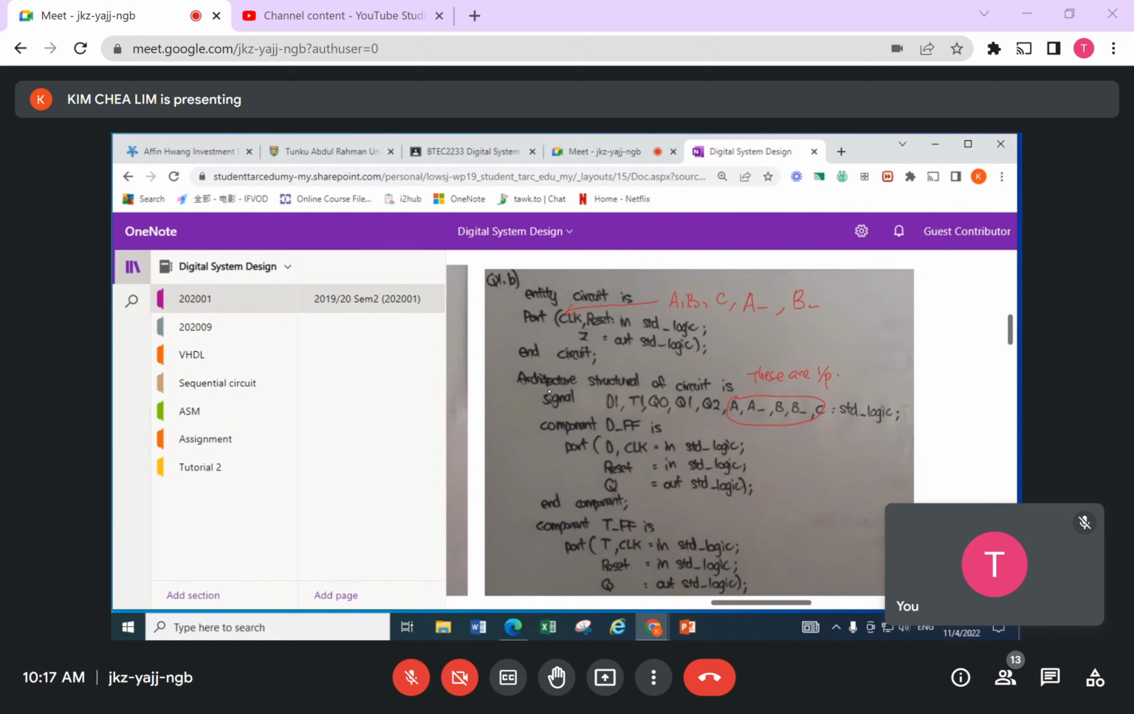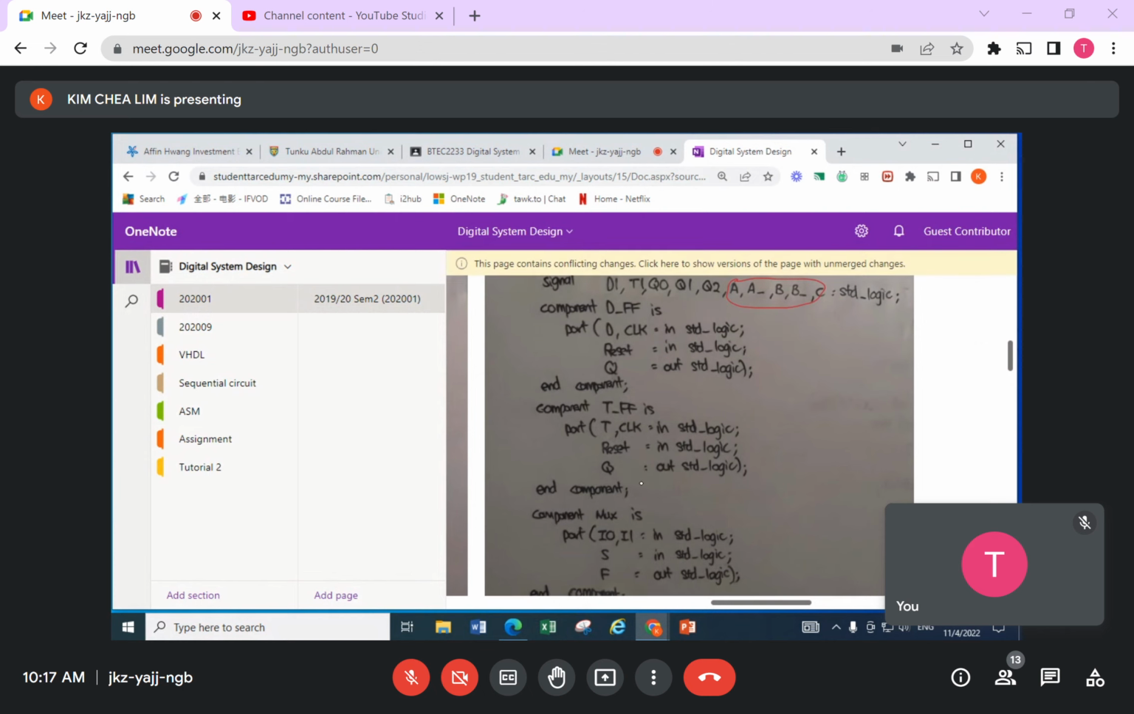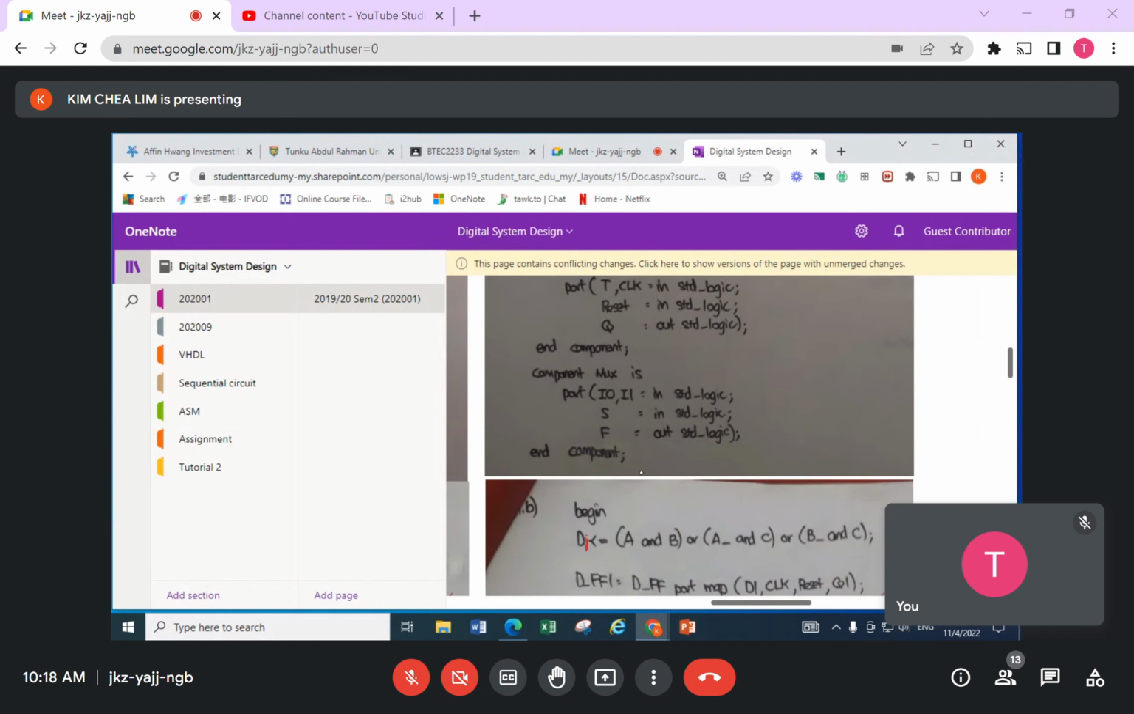Now architecture structure of circuit. I have signals 1, 2, 3, 4, 5, but this part here, please transfer to here, and these are standard logic. Next, my component D flip-flop: you just copy from the D flip-flop component and put it here. Make sure you copy it correctly, because if you arrange it wrongly, later on in your port map you will have a problem. Then I have this T flip-flop, and I have my multiplexer as well.